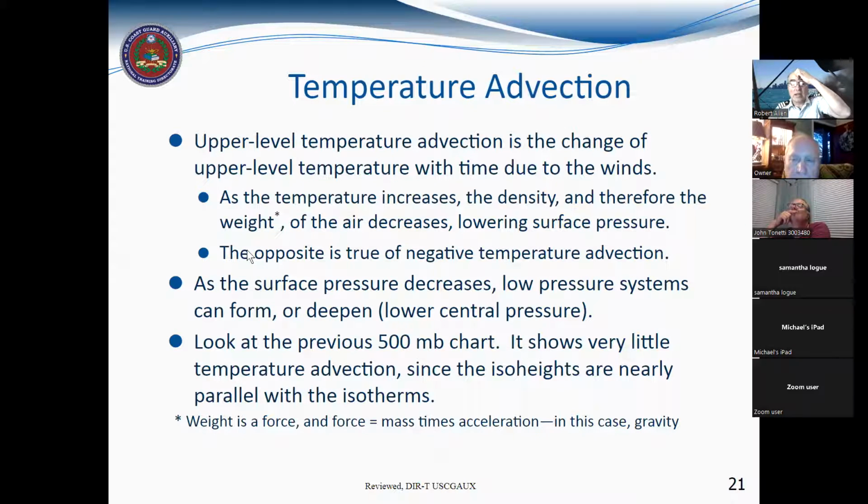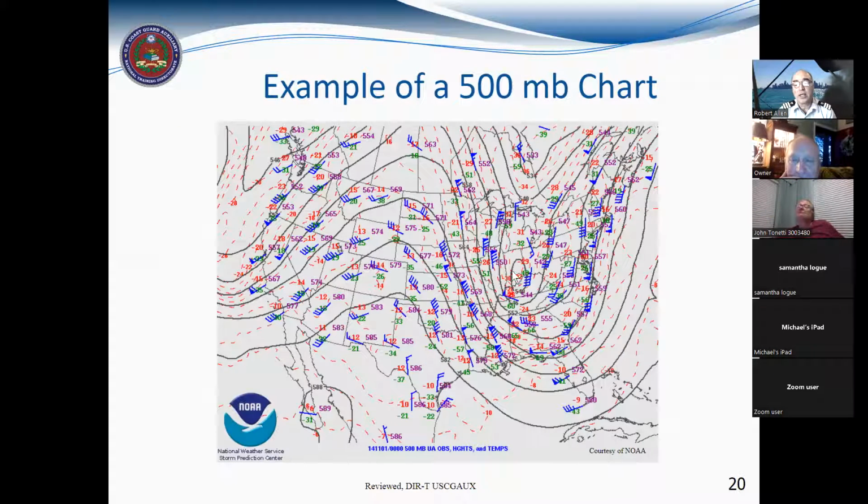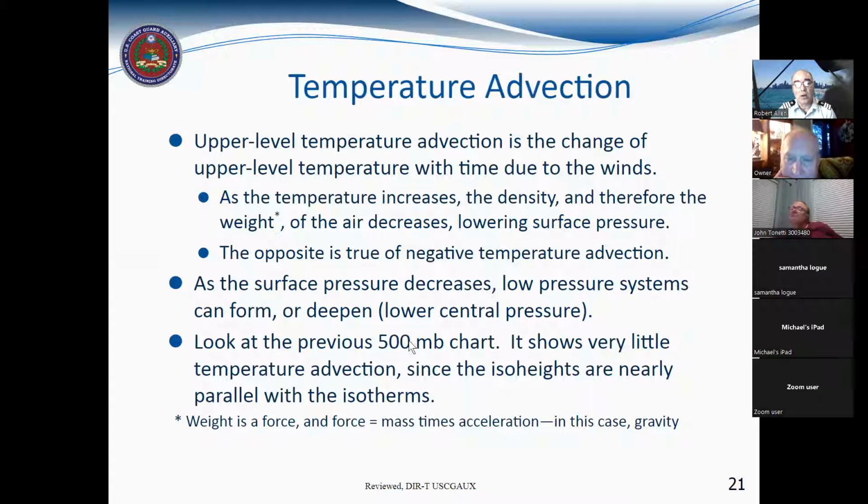But if you bring in negative temperature, now the weight of the air will increase, and that will cause higher pressure. As the surface pressure decreases, low pressure systems can form or deepen, which means the central pressure of that circle, which we're talking about right here, is getting even lower.